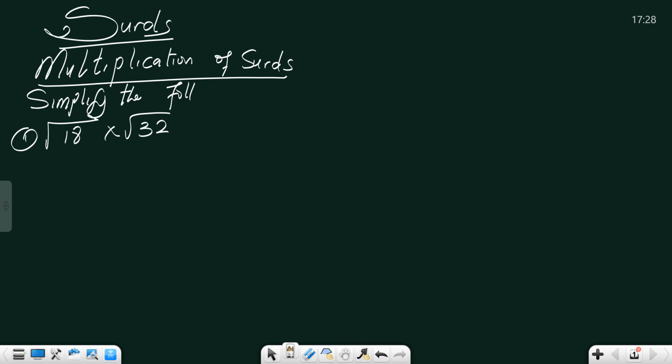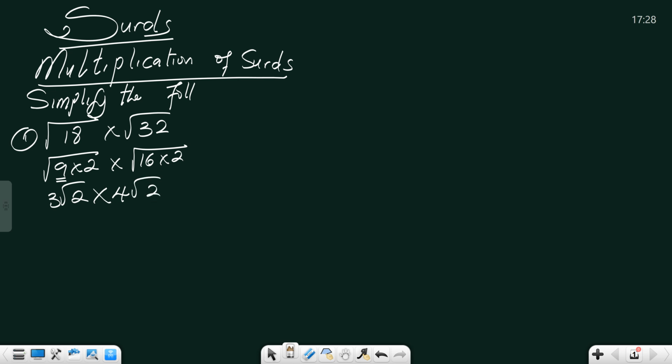Now it is always advisable for you to simplify it, reduce it before you multiply. To reduce this, I have root 9 times 2, then multiplied by... To reduce this, what will I have? I have 16 times 2. So what would this give me? Here I'm going to have 3 root 2 times, here I have 4 root 2.